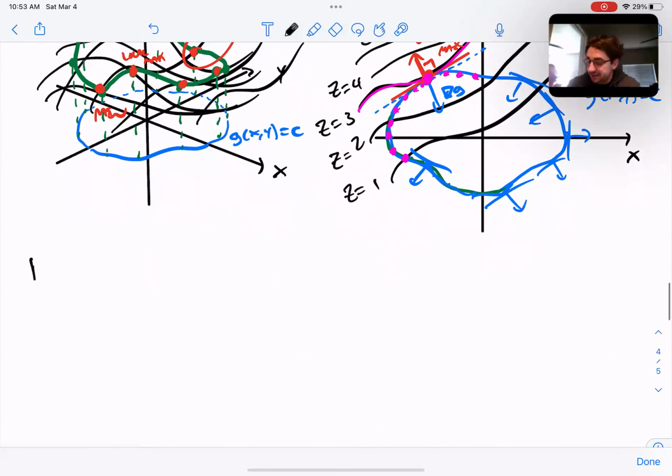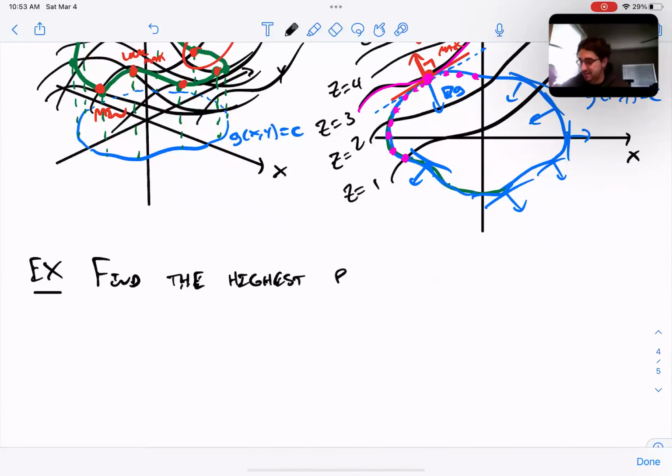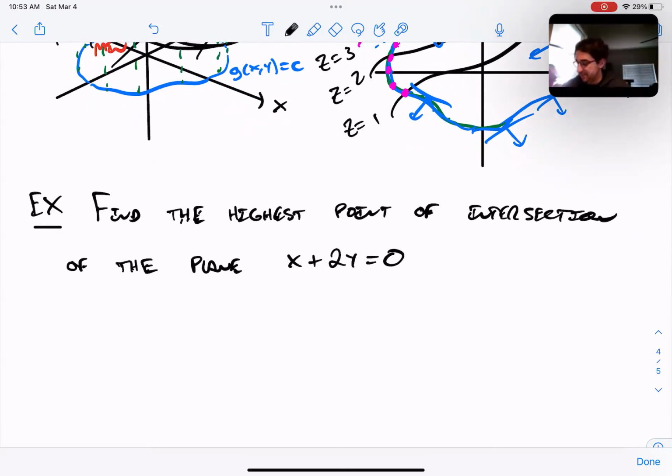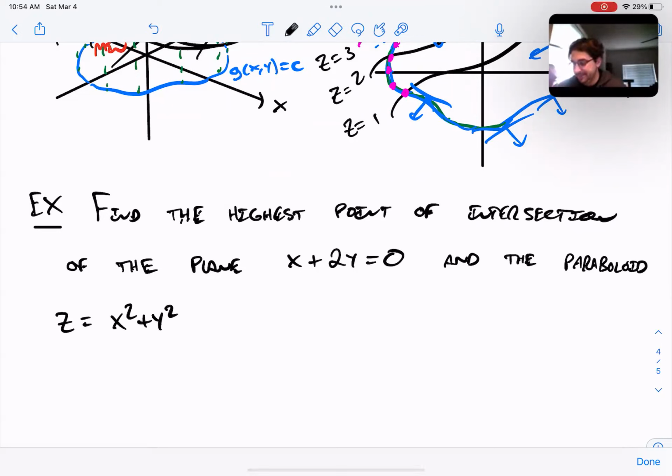So that's Lagrange multipliers in general. Let's now look at a more specific case. So here's a classic introductory Lagrange multipliers problem. Let's find the highest point of intersection of the plane x plus 2y equals 0 and the paraboloid z equals x squared plus y squared.